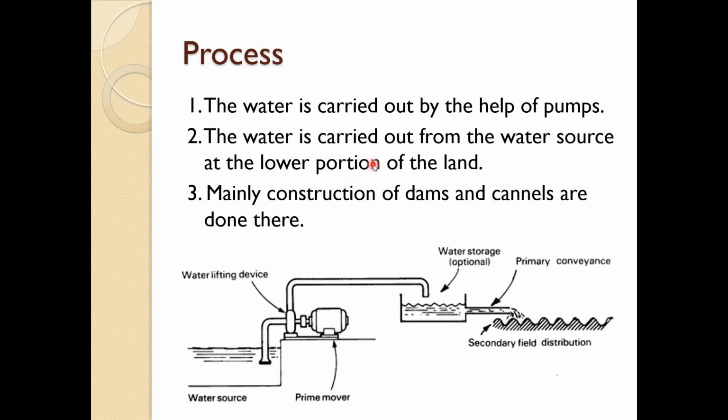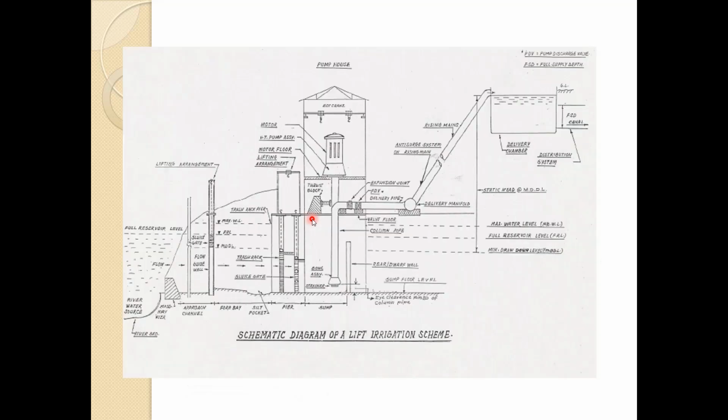Then water is carried out from the water source at the lower portion of the land, and mainly in this case construction of dams and channels has been done, also for the large schemes. As we can see, we have the Mahishal Yojana in the western Maharashtra region, etc. For this we have constructed the dams and channels, small dams and channels also.